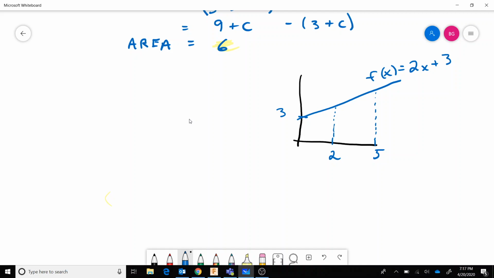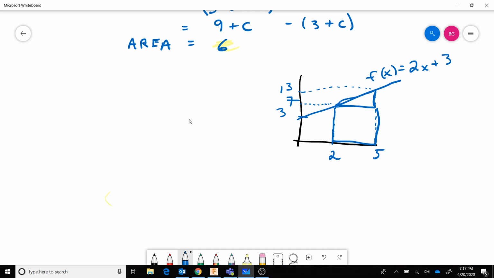Well, let's do it an old-fashioned way. I'm hoping you guys could agree with me that I could just find an area of this square right here and this rectangle, or triangle, up here. And so let's see. This value right here would be, when x is 2, I'd have 2 times 2 is 4, plus 3, that'd be 7, right? And f of 5 right here would be 2 times 5 is 10 plus 3 is 13.